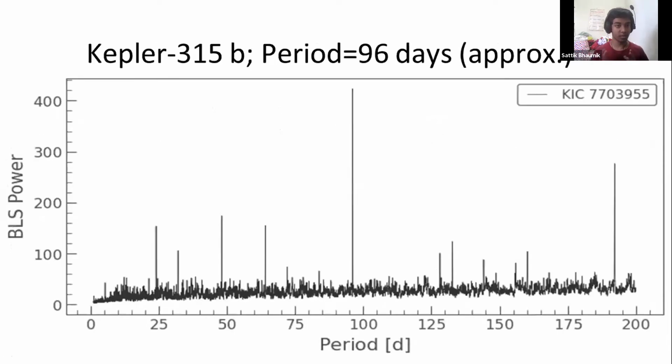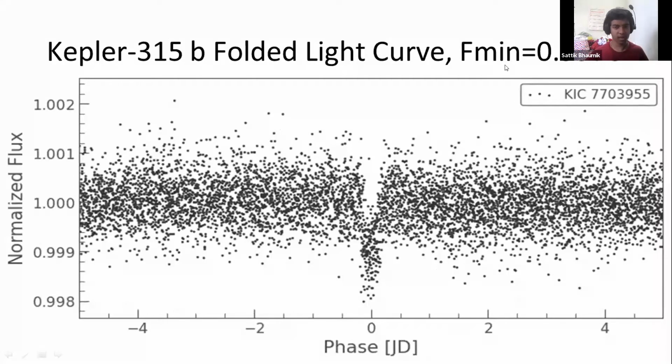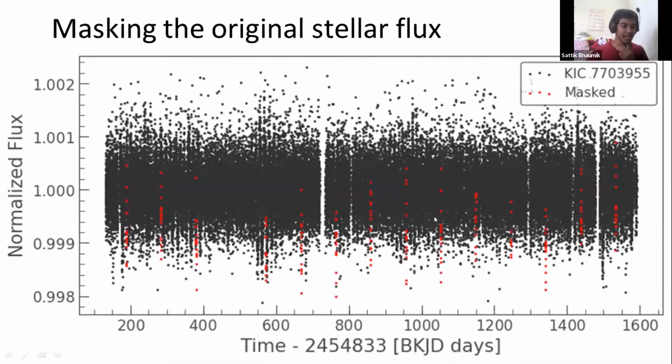Similarly, for the star Kepler 315, the first planet we get, Kepler 315b, has a period of approximately 96 days. Now, here's a catch. For the star Kepler 315, there are 2 planets. So now that we have already found the first planet, we plot the folded light curve as well, and we note down the F minimum value. Then we do a process which we call masking. As you can see here, the red dots are the data points that we are hiding from the original stellar data.